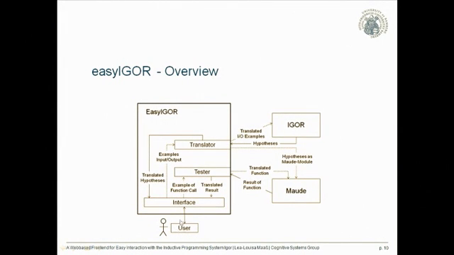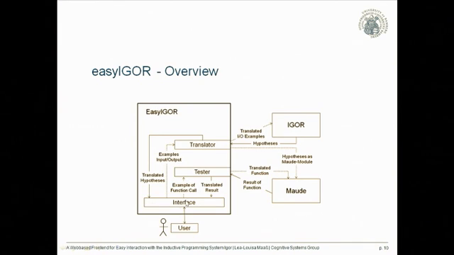You have the user, and the user interacts with EasyEgo via an interface. And EasyEgo has two main components, the translator and the tester. The user types in the input-output examples, and then the translator translates them, and then calls Igor, which in turn returns the hypothesis. These hypotheses have then to be translated again and are shown to the user. And in addition, they are being saved as a mod module because they are needed for testing purposes later on.